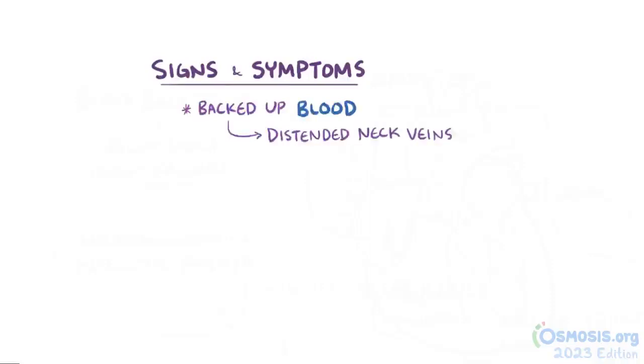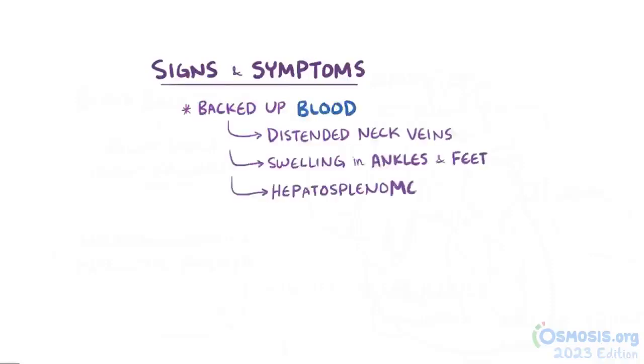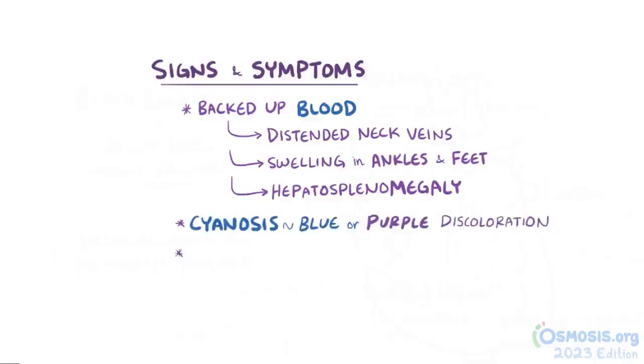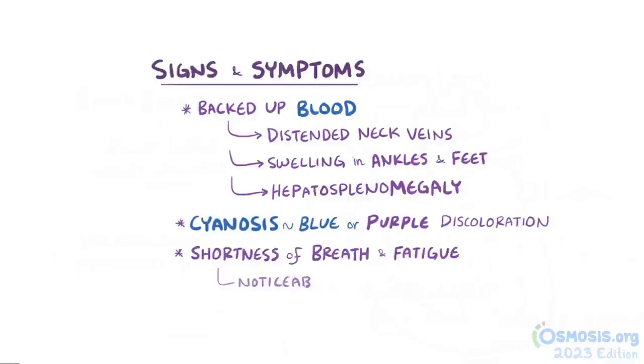As far as signs and symptoms go, when the blood gets backed up to the body, it can lead to distended neck veins, swelling of the ankles and feet, as well as hepatosplenomegaly, which is an enlarged liver and spleen. Since less blood's able to get into the lungs, it can also cause symptoms like cyanosis, which is blue or purple discoloration of the skin, as well as shortness of breath and fatigue, which are most notable when the body's demand for oxygen is high, like during exercise.